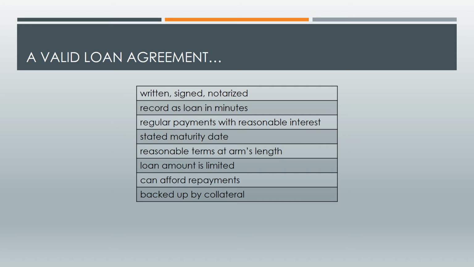The terms of the agreement should be reasonable and done at arm's length, in other words, should be similar to other terms available to the corporation on the open market. The amount of the loan should be limited based on the corporation's credit, and the corporation should be able to afford to make the loan repayments based on its earnings. It's also helpful to have the loan backed up by collateral, such as equipment, a vehicle, or accounts receivable.